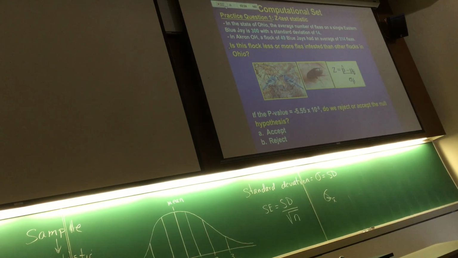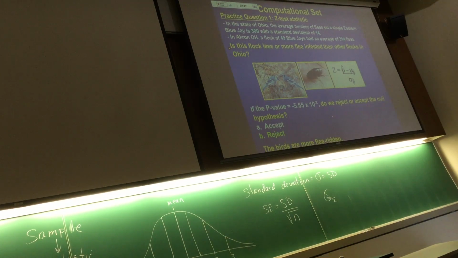Okay, I'm not going to have you do iClicker for this because I gave you the answer to this. So if the p-value for this is 10 to the negative 8, that's a lot of zeros in front of that. So that's way less than 0.05. Do you reject or accept the null hypothesis? Right, you reject the null hypothesis. So generally that 0.05 is the cutoff.